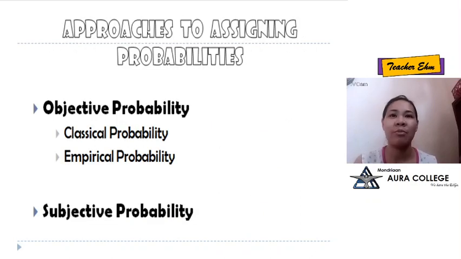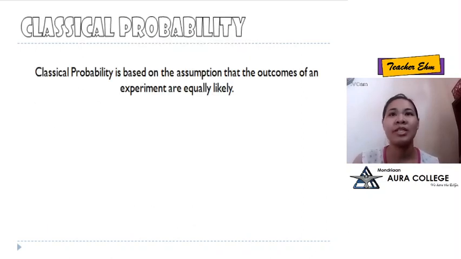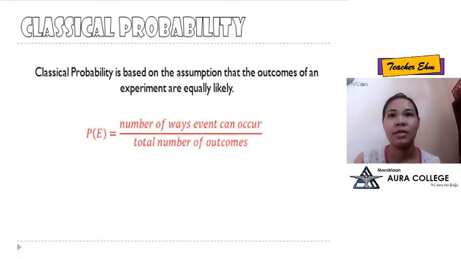Approaches to assigning probabilities. Meron tayong dalawang approach. Yan si objective and subjective. And under objective, meron tayong classical and empirical. Classical probability is based on the assumption that the outcomes of an experiment are equally likely. It is also known as theoretical probability. Ito yung ginawa natin kanina. So, probability of an event is equal to the number of ways the event can occur over the total number of outcomes.